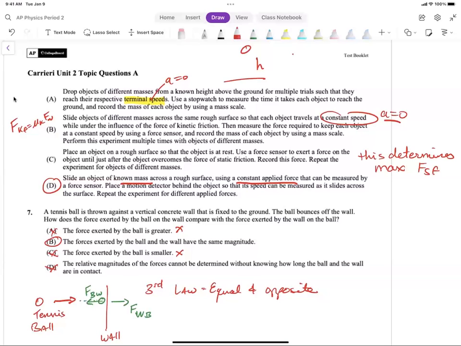So constant net force, I keep a known mass, the same mass, and change the net force. I keep the mass the same and I change the net force and I get some measurement of acceleration. So D is the correct answer.